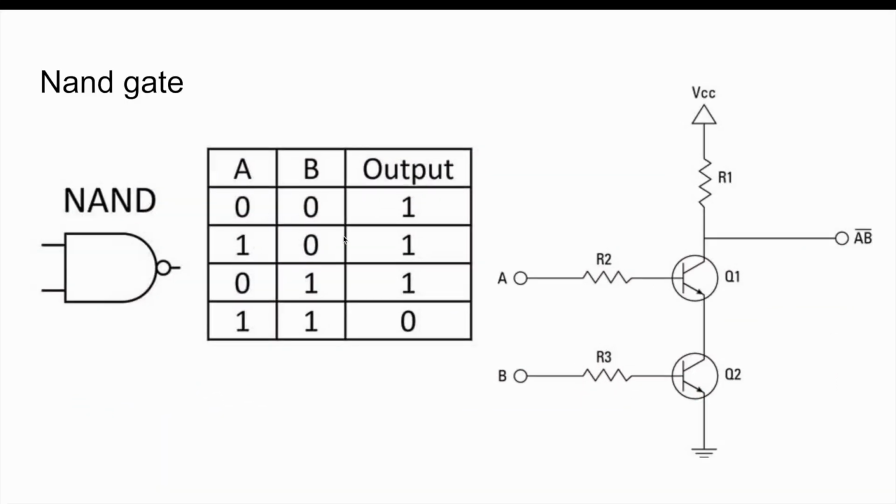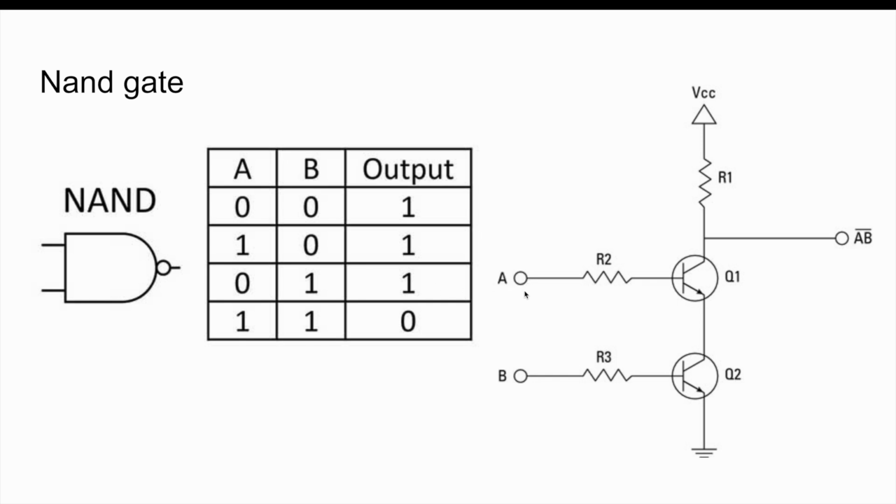Logic gate, truth table, and schematic. If you have 0 and 0 as your inputs, you get 1. If you have 1 and 0, you get 1. 0 and 1, you get 1. 1 and 1, you get 0. So if you ever have a 0 in your inputs, you're going to get 1 as your output.